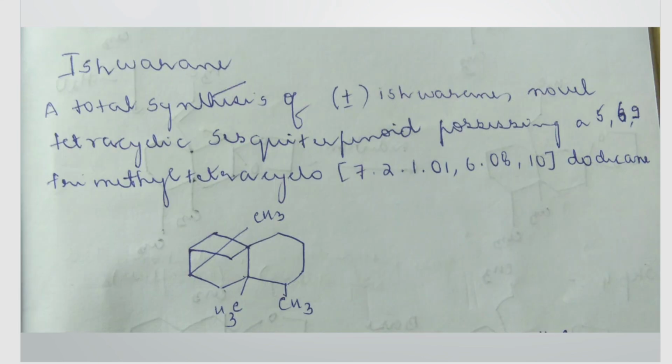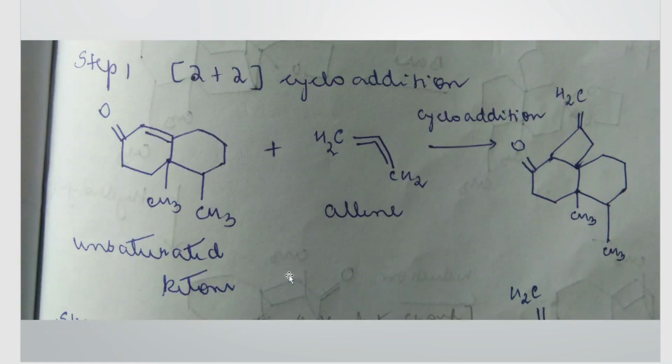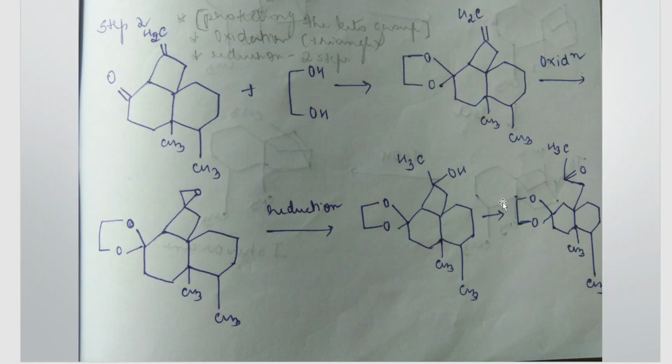The last important synthesis in this reaction is the synthesis of isvarine, which is a tetracyclic compound. And this is the structure of isvarine. How to synthesize isvarine? Step number one is a 2 plus 2 cycloaddition reaction, where you take an unsaturated ketone and an allene. What do you get? There is a formation of an adduct.